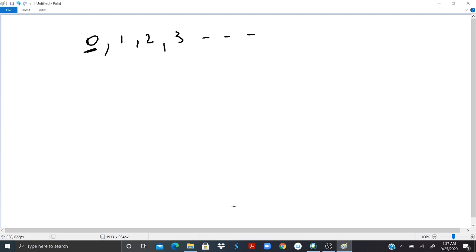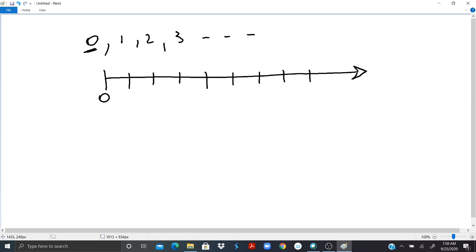This can be represented on a number line. So we draw our line, start from 0, and we put these dots, equal distance. We put this arrow pointing to the right, and we start counting 1, 2, 3, 4, 5, 6, 7, 8, and we can do this to infinity.